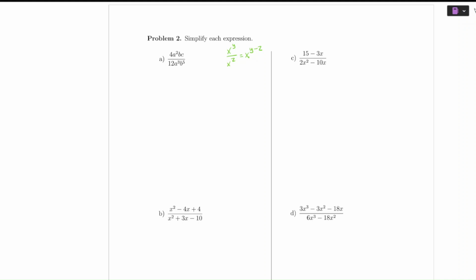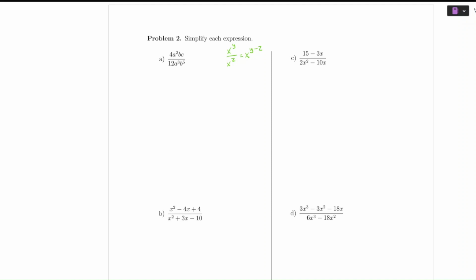In this video, we're going to go over simplifying these expressions. Okay, so for the first one, A, what we want to remember here is our exponent rules. So specifically, we want to remember the quotient rule that if we have x to the y divided by x to the z, we can write this as x to the y minus z.